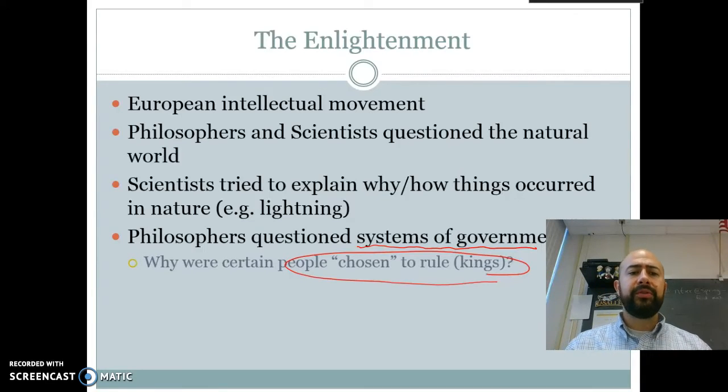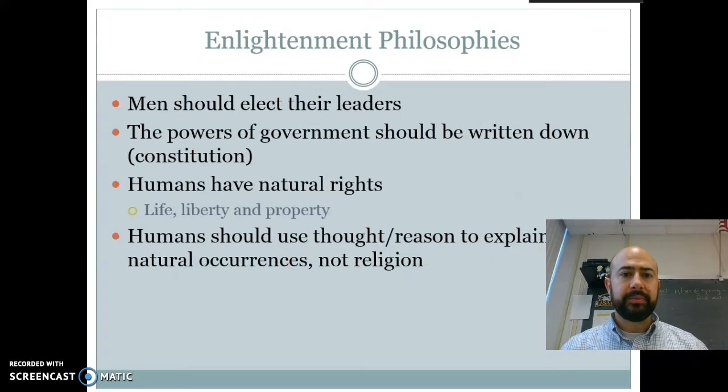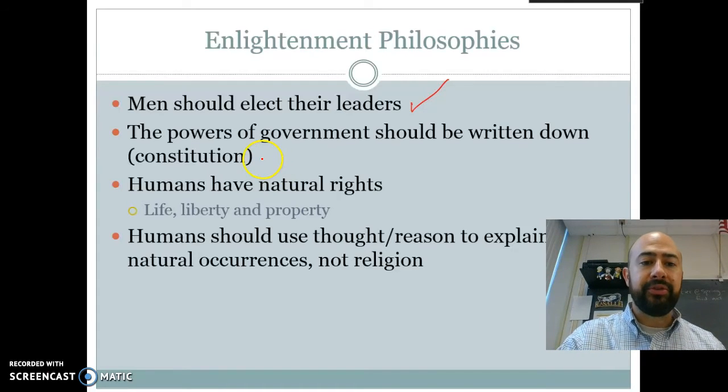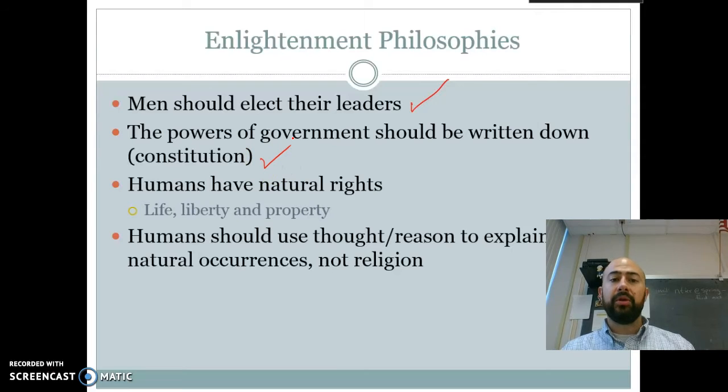Okay, and so this sort of philosophy, this sort of thinking, took hold in the colonies and became popular amongst the educated, particularly white land-owning men. Some of the philosophies that Enlightenment philosophers wrote about was that men should elect their leaders. Again, this was happening for the most part in the colonies. White landowning men were allowed to elect most of their leaders in the colony. The powers of the government should be written down in a constitution. Again, that was the case in most colonies.